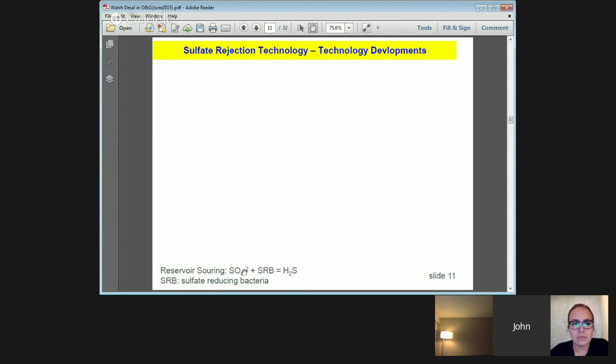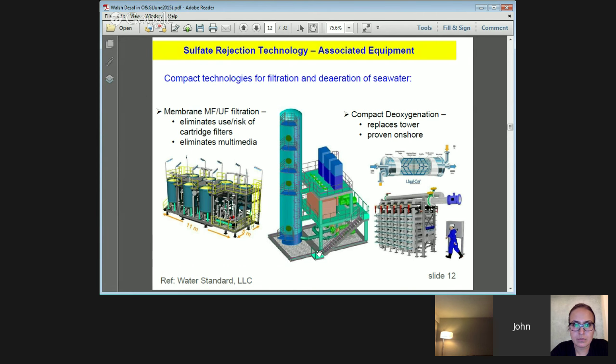The sulfate is metabolized by sulfate-reducing bacteria to produce hydrogen sulfide, and hydrogen sulfide corrodes steel. It, in some cases, will make the steel crack, and then, of course, it's a toxic material, and so it's desirable to eliminate it from the seawater injection.